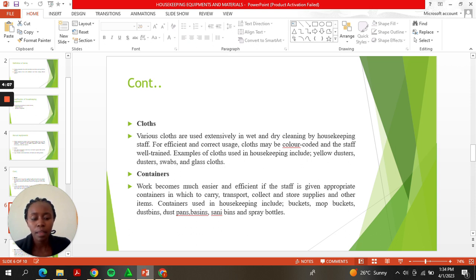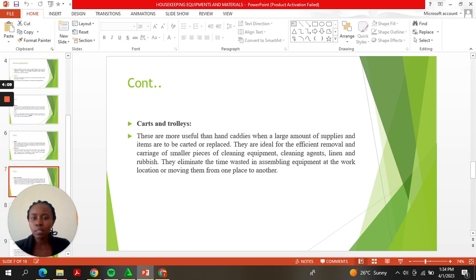We also have the carts and trolleys. The carts and trolleys are used by the housekeeping personnel when cleaning different rooms, and the trolleys will be used to stock the different equipments, the supplies, which will be used when cleaning the guest rooms.